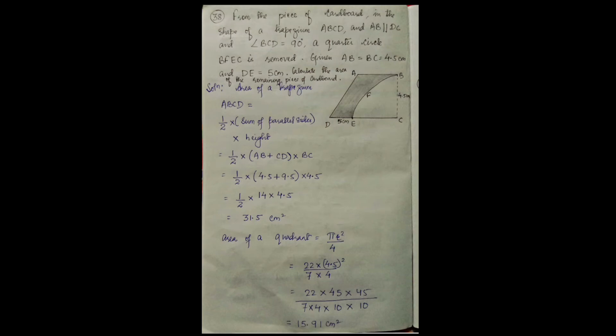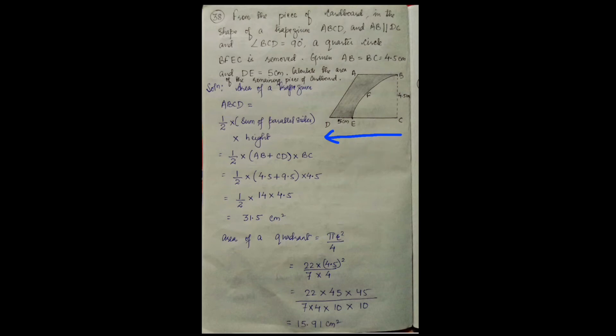cardboard. So we'll find the area of trapezium ABCD, which is half into sum of parallel sides into height. This is the formula of the area of a trapezium. The parallel sides are AB and CD. AB is 4.5, this is also 4.5, and this is also 4.5. So one parallel side is 4.5, then this is another parallel side. Here it is 4.5, then 4.5 plus 5 is 9.5. So the other parallel side is 9.5.